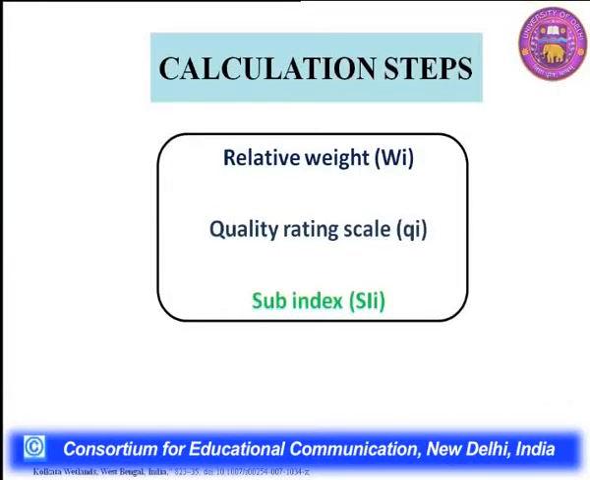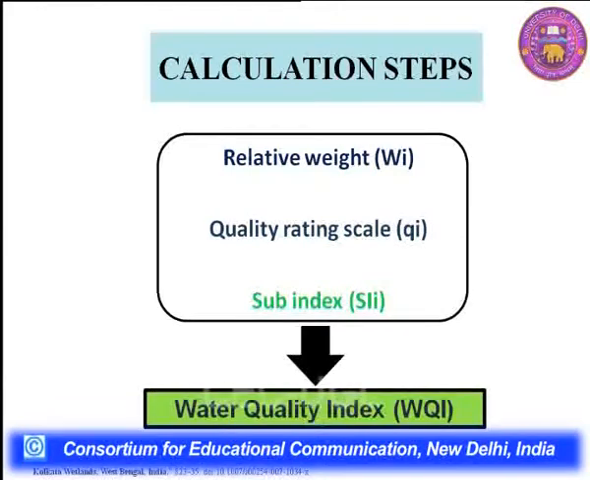I just want to go through the simple steps we follow in calculating this water quality index. We calculate the relative weight, then the quality rating scale, then the sub-index. Ultimately, when we find these 3 things from the numerical parameter monitoring values, we can sum the values and get the water quality index.